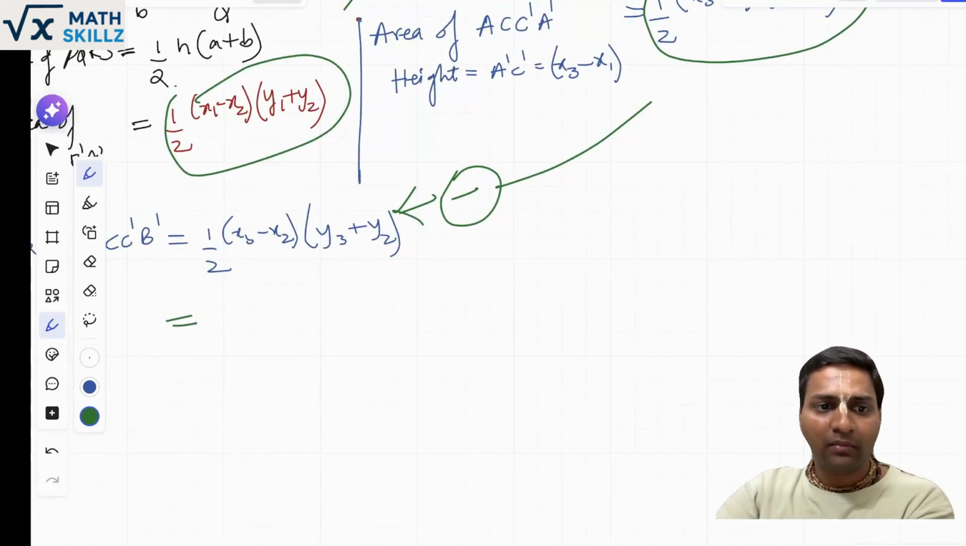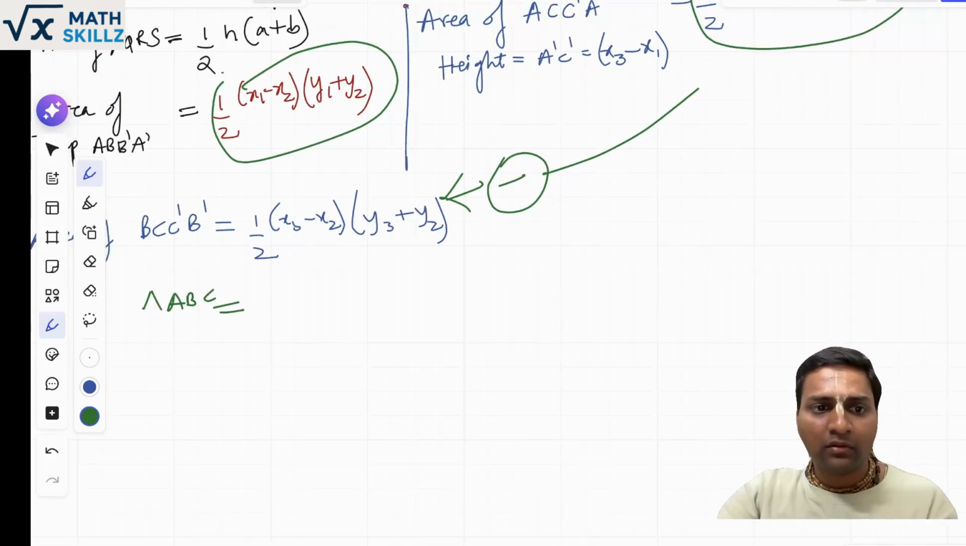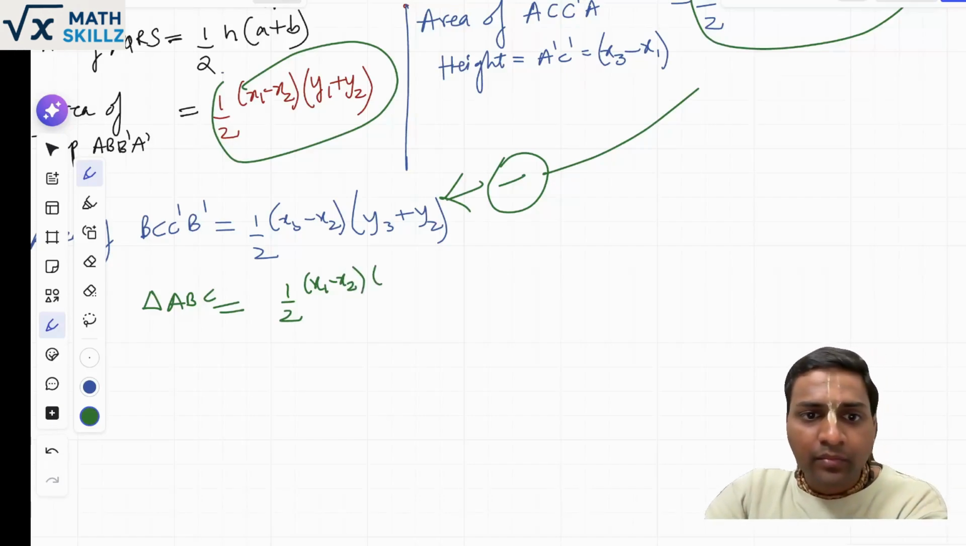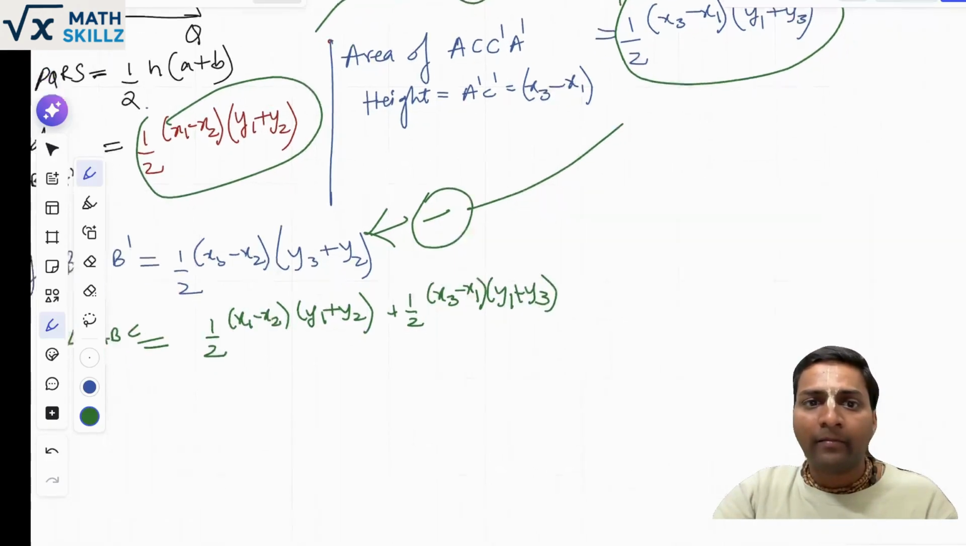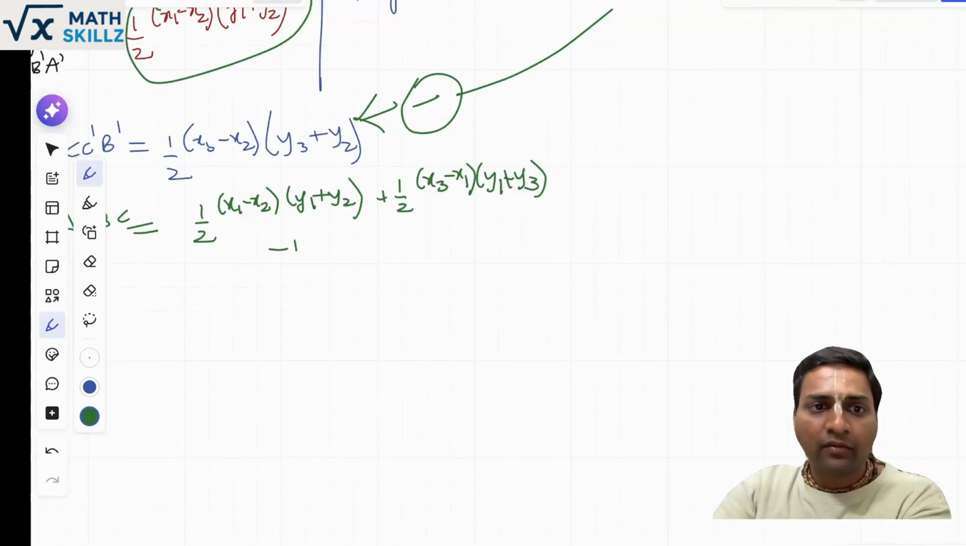The area of triangle ABC will be equal to half into x1 minus x2 into y1 plus y2, plus half into x3 minus x1 into y1 plus y3, then minus half into x3 minus x2 into y3 plus y2.